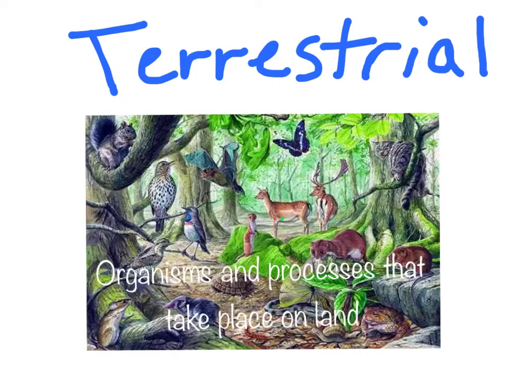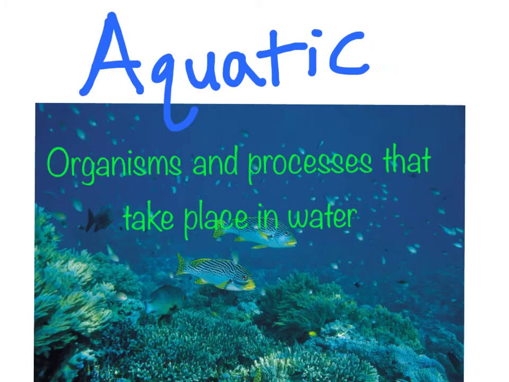Our next vocab word is terrestrial, and terrestrial just refers to organisms and processes that take place on land. The opposite of terrestrial is aquatic, and aquatic simply refers to organisms and processes that take place in water. And that concludes the key terms for the first video. And now we are going to go over a brief discussion of each of the 14 biomes that you can choose for LTR Phase 1.